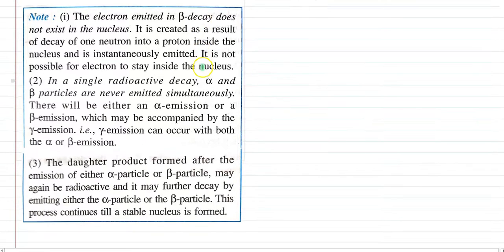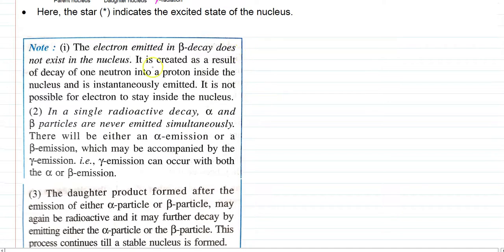Here is a note that the electron emitted in beta decay does not exist in the nucleus. I have told you that an electron does not exist in the nucleus, but it is created as a result of the decay of one neutron into a proton inside the nucleus, and it is instantaneously emitted. In a single radioactive decay, alpha and beta particles are never emitted simultaneously. There will be either alpha emission or beta emission, which may be accompanied by gamma emission. Gamma emission can occur with both alpha and beta emission.